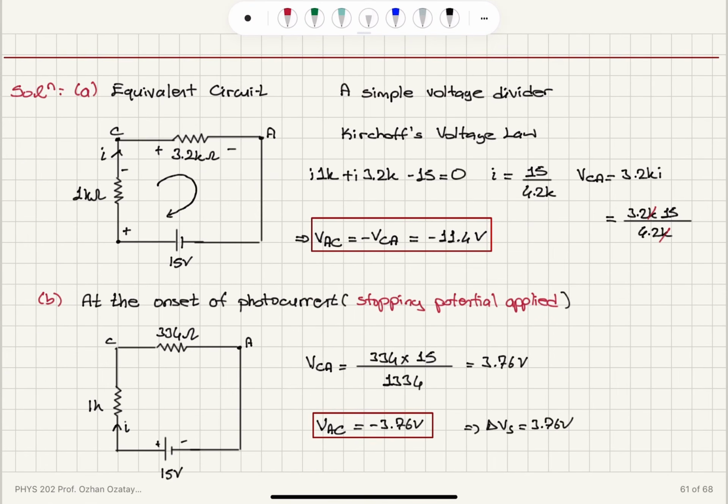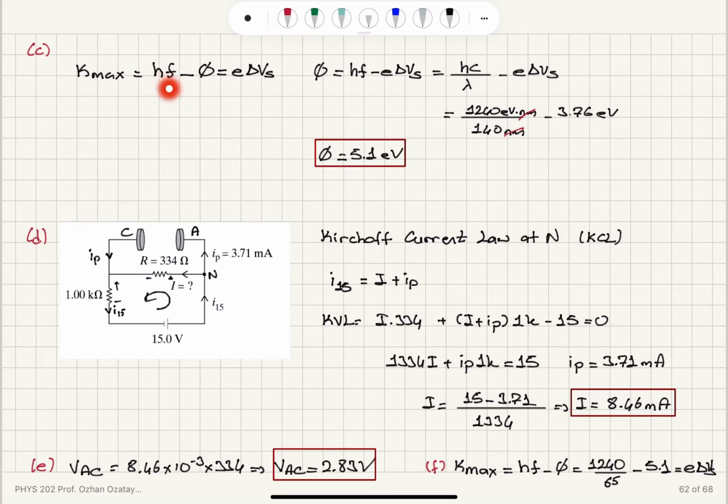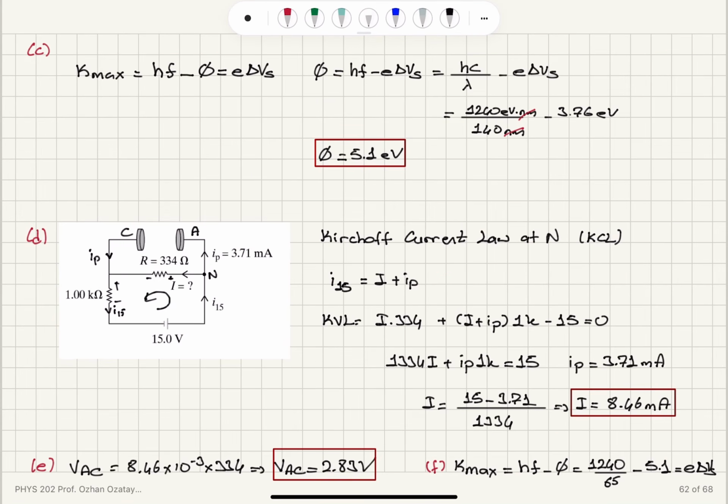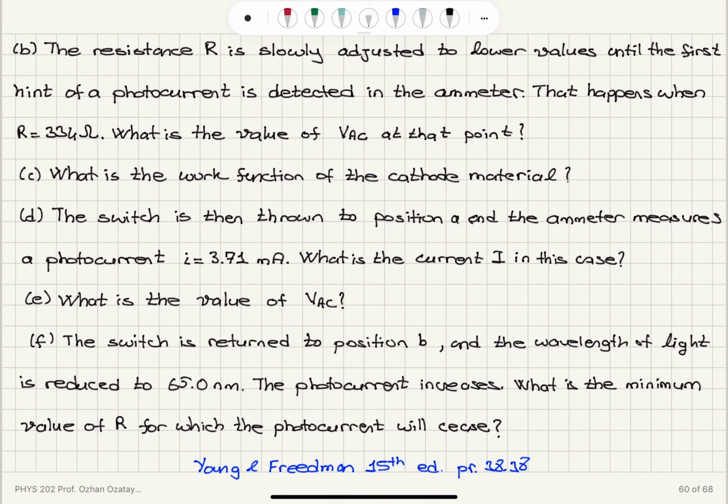Now what is the work function? Then hf minus phi is equal to e times the stopping potential. So we now know the stopping potential is 3.76 volts. With that we obtain hc over lambda, 1240 electron volt nanometers divided by the incident wavelength 140 nanometers, minus 3.76, which gives 5.1 eV. In part D, the switch is then thrown to position A, and we know the photocurrent.